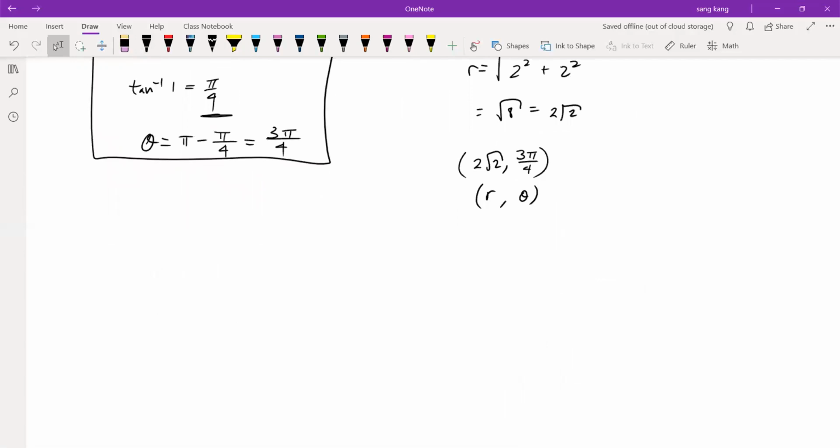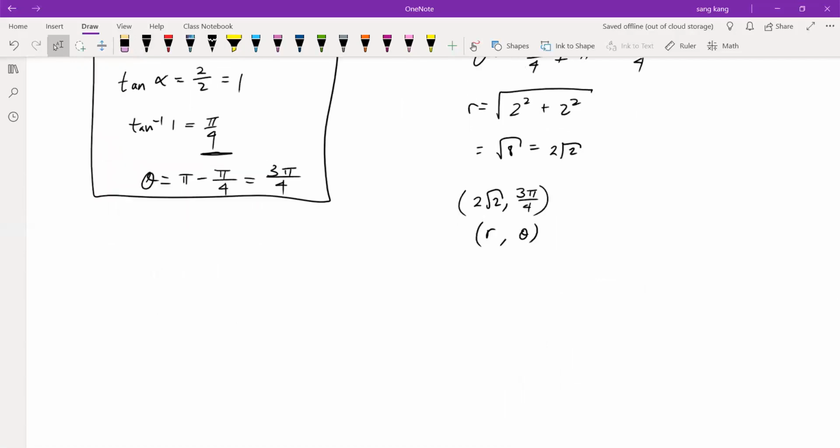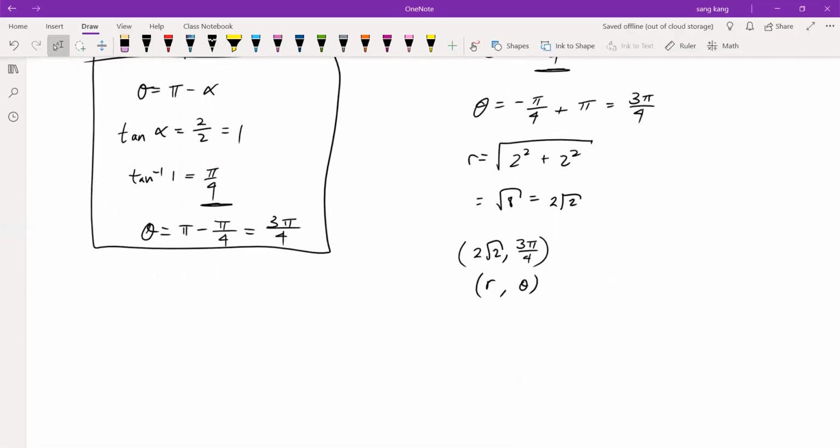Okay, so before we end this problem, we can also express this polar coordinate in terms of an exponential. So this is also equal to r e to the i theta. Okay, so we can write this as an exponential.